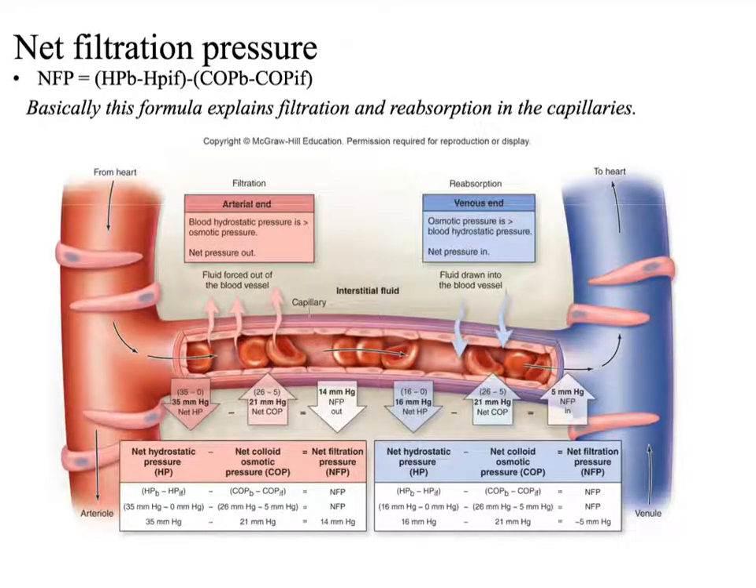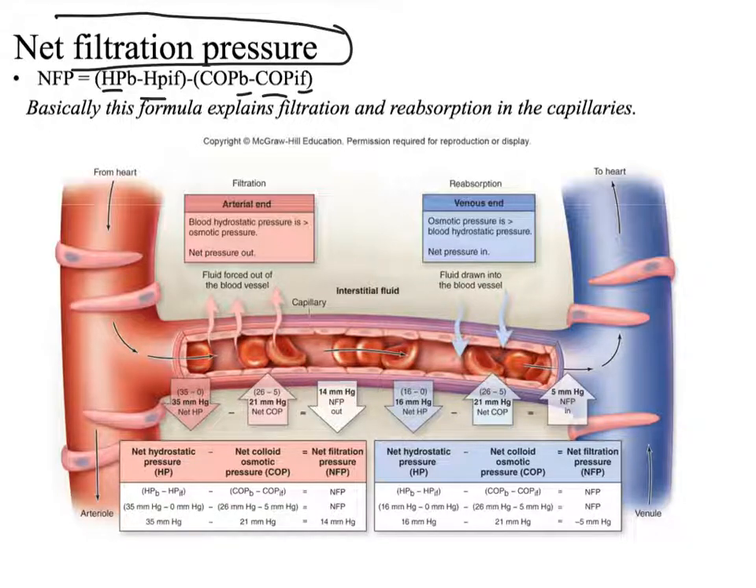We're going to talk about this thing that's called net filtration pressure, NFP. This is something that physiologists talk about, and they understand so many things about this. We're really just getting the basics to try to explain how the capillaries work. Net filtration pressure, if you had to use a mathematical formula, is the hydrostatic pressure of the blood minus the hydrostatic pressure of the interstitial fluid, minus the colloid osmotic pressure of the blood, minus the colloidal osmotic pressure of the fluid.